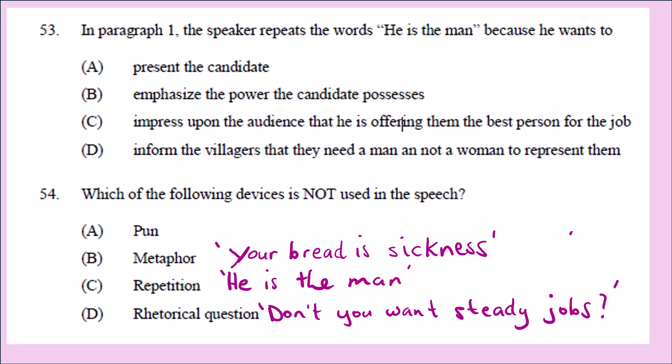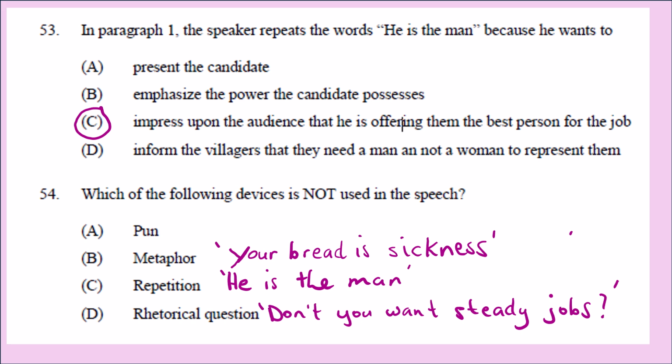Question 53. In paragraph 1, the speaker repeats the words, "He is the man," because he wants to present the candidate, emphasize the power the candidate possesses, impress upon the audience that he's offering them the best person for the job, inform the villagers that they need a man and not a woman to represent them. And the answer, of course, is C. Impress upon the audience that he's offering them the best person for the job.